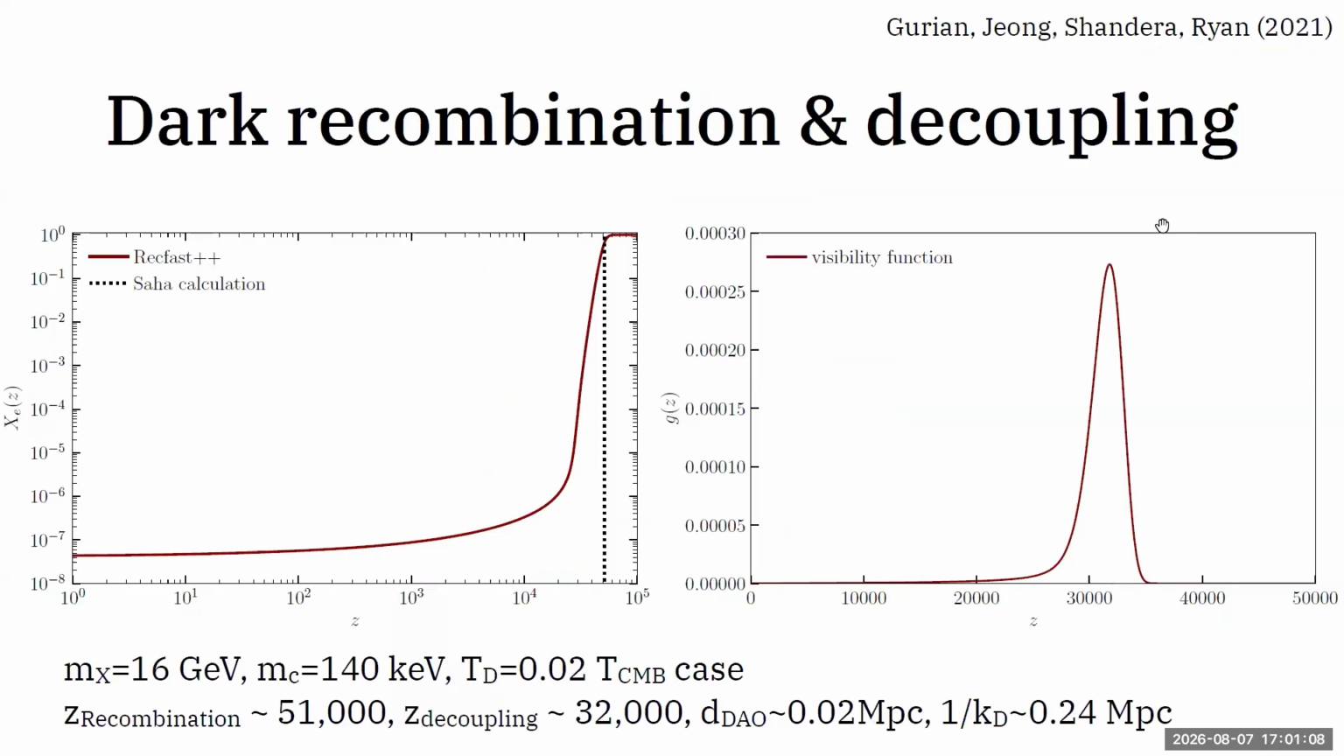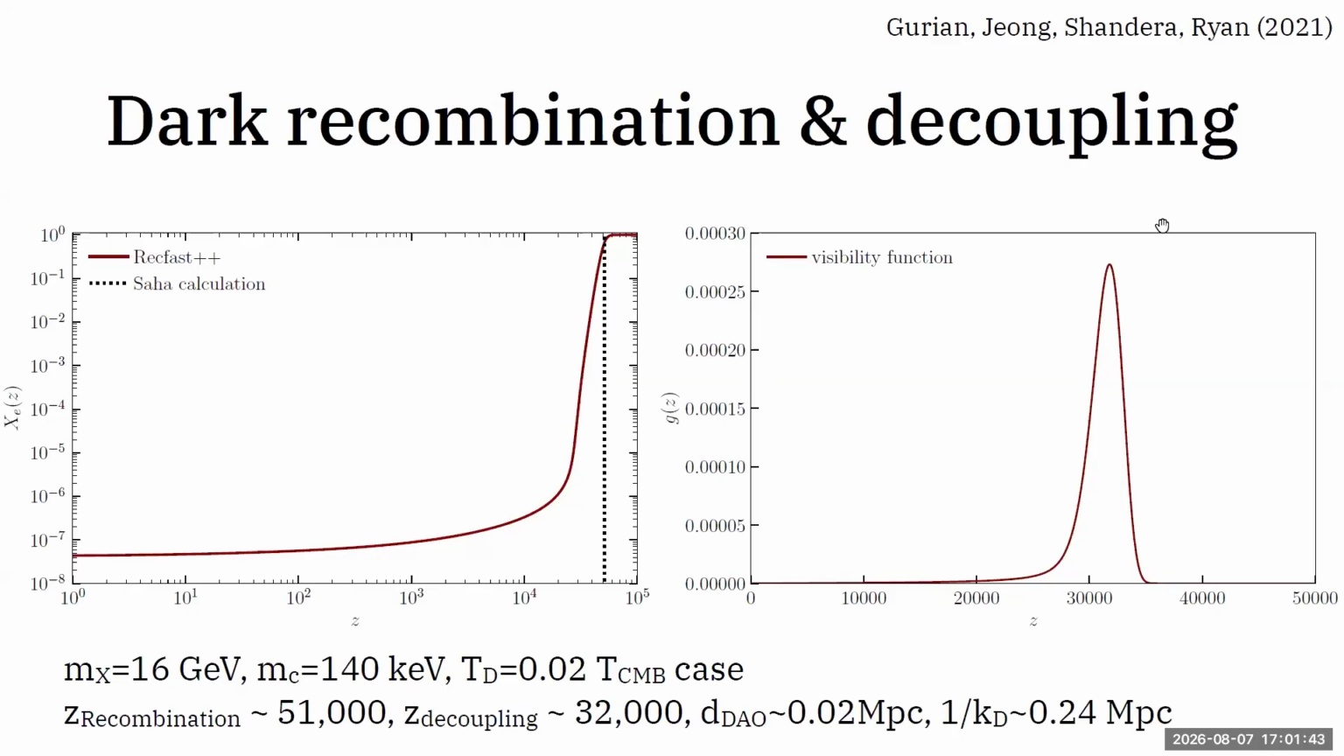So in my model, we push the dark recombination way earlier. Dark recombination in my model happens at redshift 100,000. In this case, dark acoustic oscillation disappears, or it happens on very, very small scale. That's the way that I can avoid that constraint. So this is one example of a proton of 16 GeV, an electron of 140 keV, and then recombination happens at like 51,000. So dark acoustic oscillation happens at very small scale.